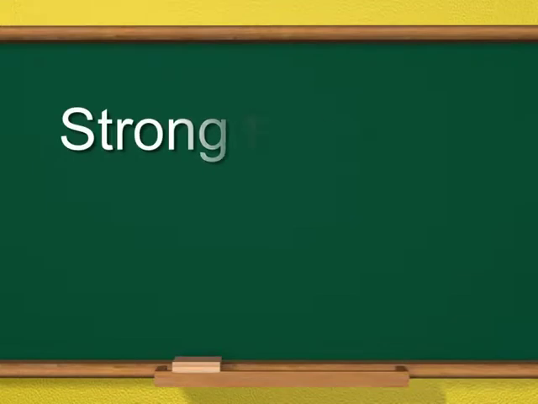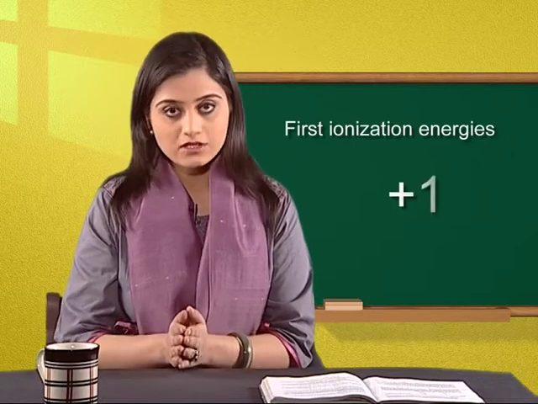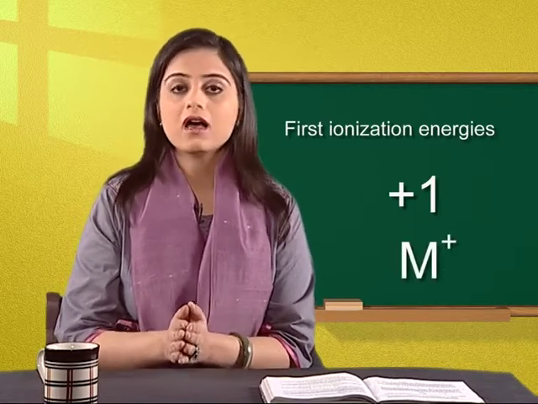Oxidation states. All alkali metals have ns1 electronic configuration. All alkali metals have only one valence electron. These alkali metals have a strong tendency to lose their single valence electron to acquire the nearest noble gas configuration. The first ionization energies of these elements are very low, so they exhibit an oxidation state of +1 in their compounds. Alkali metals form monovalent ions.